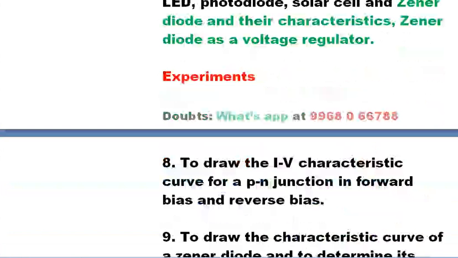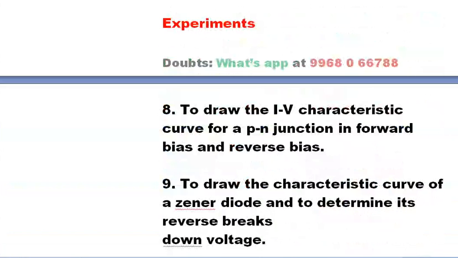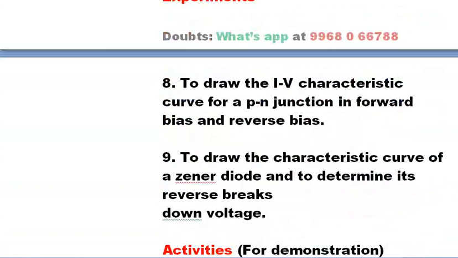Dear students, we are going to explain some experiments which are in our syllabus: to draw the current potential characteristics curve for a PN junction in forward bias and reverse bias, the same concept as we have done in theoretical classes. Then experiment number 9, to draw the characteristic curve of a Zener diode and determine its reverse breakdown potential. These two practicals will be done in our lab.